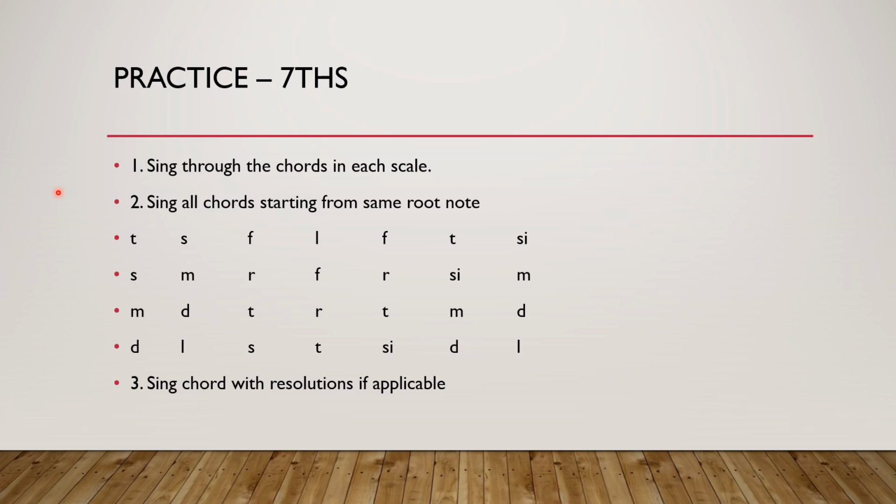Do a diminished, half diminished. Ti, re, fa, la, fa, re, ti. Do a fully diminished. Si, ti, re, fa, re, ti, si. And do an augmented major 7th. Do, mi, si, ti, si, mi, do.